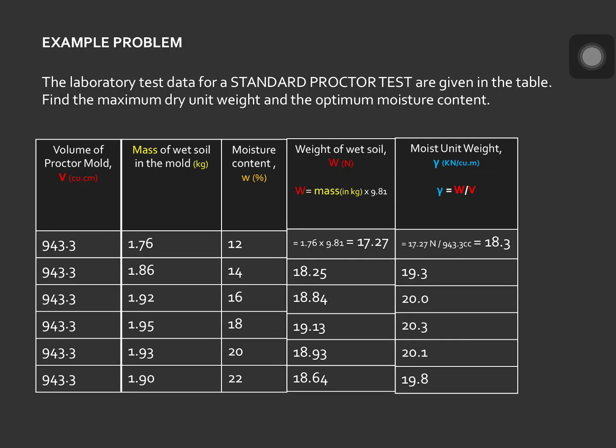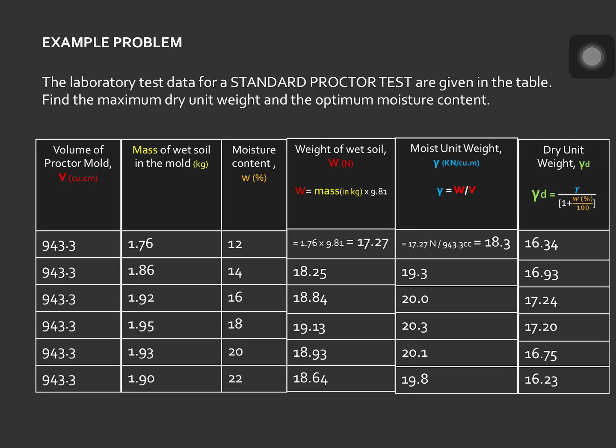Next, compute the moist unit weight in kilonewton per cubic meter. Moist unit weight is equal to the weight of the wet soil W over the volume of the mold. So, for test 1, it is 17.27 newton over 943.3 cubic centimeter, which is equal to 18.3 kilonewton per cubic meter. And continue the same procedure, you will get the moist unit weight equal to 19.3 kilonewton per cubic meter, 20 kilonewton per cubic meter, 20.3 kilonewton per cubic meter, 20.1, and 19.8.